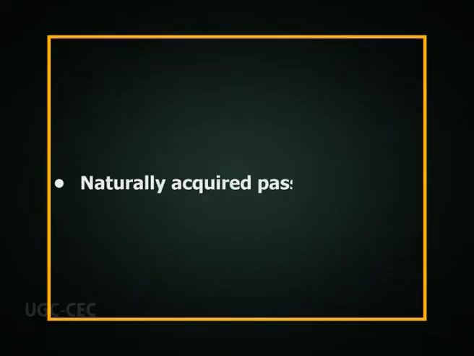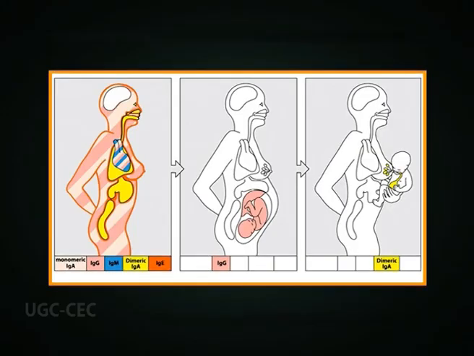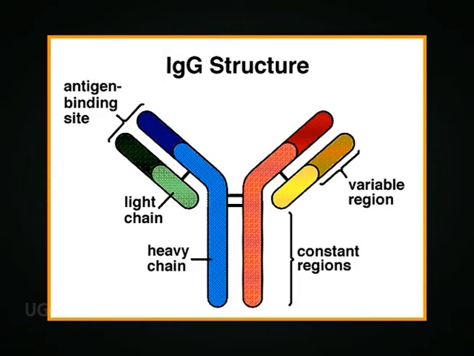Now, naturally acquired passive immunity. Maternal passive immunity is a type of naturally acquired passive immunity and refers to antibody-mediated immunity conveyed to a fetus by its mother during pregnancy. Maternal antibodies are passed through the placenta to the fetus. This occurs around the third month of gestation. Usually, IgG is the only antibody isotype that can pass through the placenta.